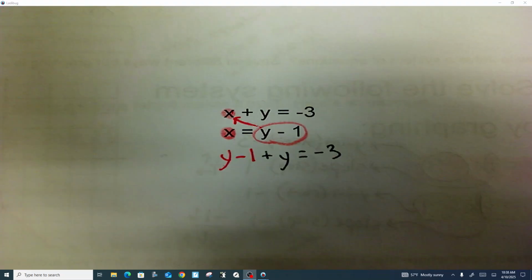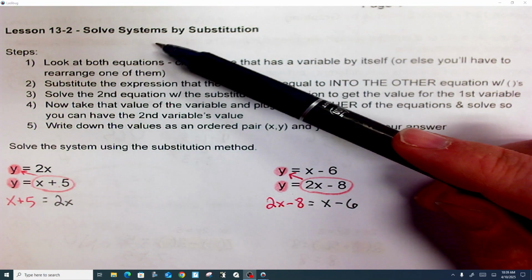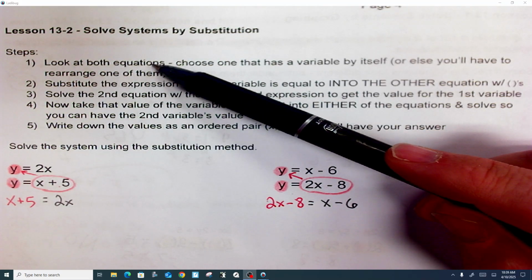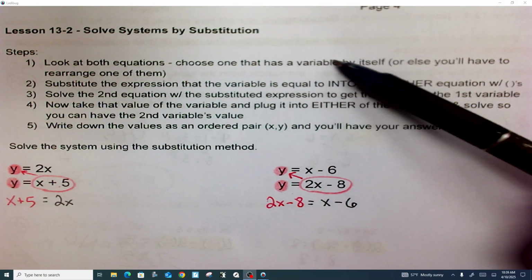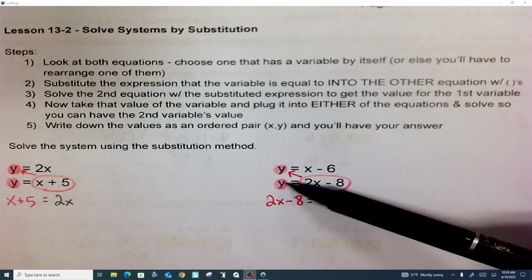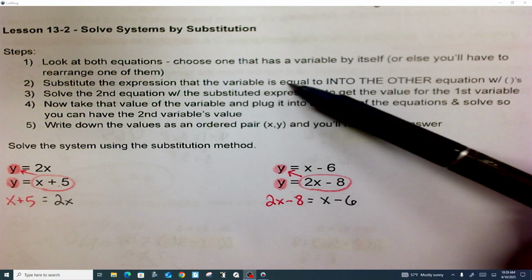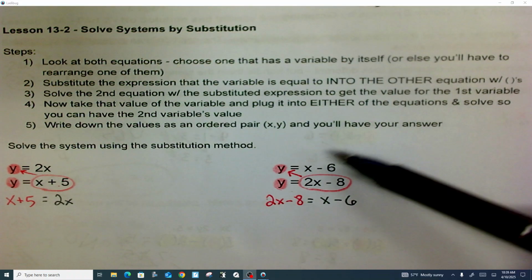So let's go and look at the top part of our page. How do we solve with the substitution method? Look at both equations and choose one variable by itself. You might have to rearrange them. So you can see that we did that. We chose this variable, it's equal to this. Now it says substitute the expression that the variable is equal to into the other equation. So that's what we did.